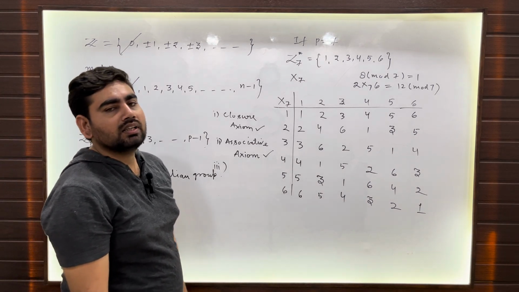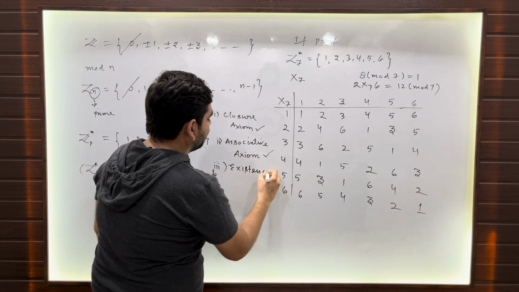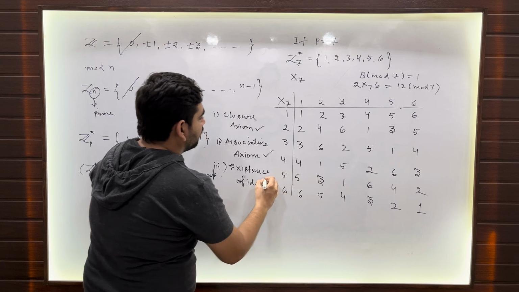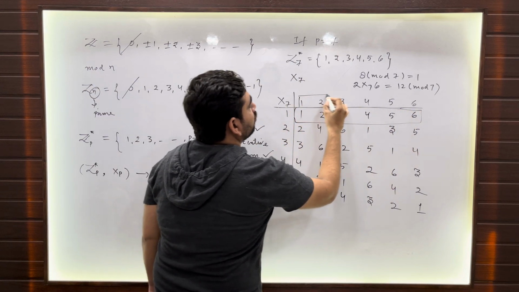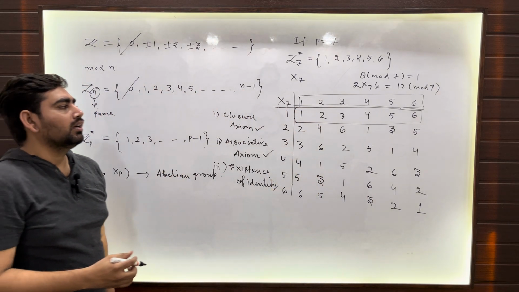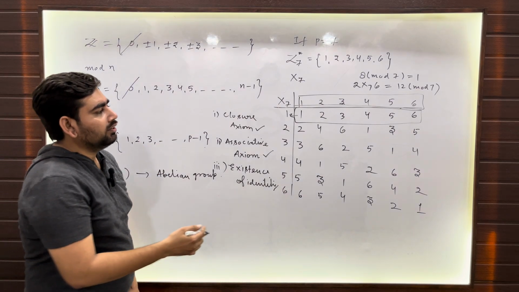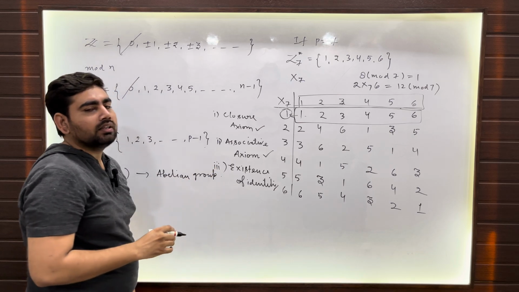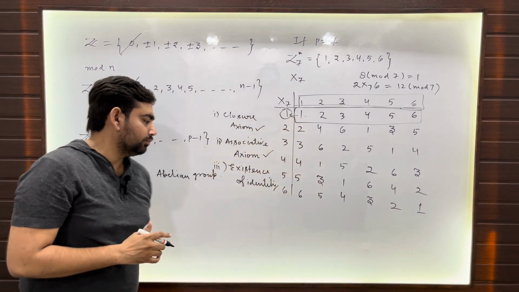Now the third axiom is existence of identity. From the composition table, we can easily observe that the first row is similar to the top row. Therefore, the element corresponding to the first row will be the identity element. Here the element corresponding to the first row is 1. Therefore, 1 is the identity element. Thus, the identity element exists in this set.